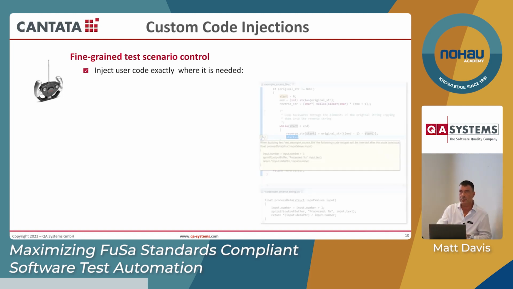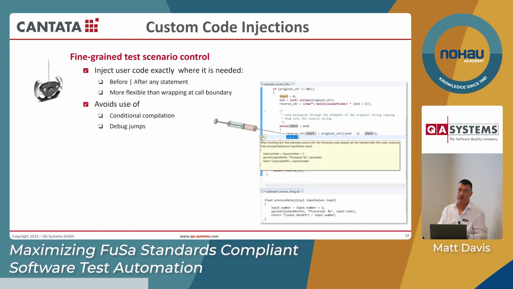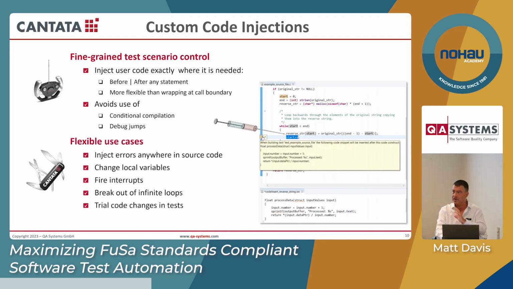But sometimes you want to be able to get more fine-grained control than that. This is where custom code insertions, injections come, basically allowing you to put something before or after any individual statement, which is therefore more flexible than the call boundary for control. So it avoids conditional compilation of your code. It avoids having to use debug jumps, which are better for debugging and finding the root cause of a problem than test driving. And these are some of the example flexible use cases.